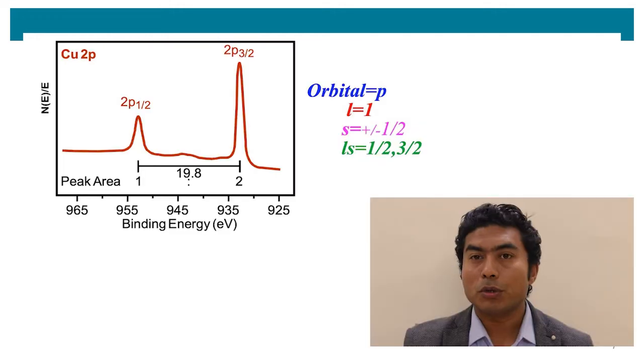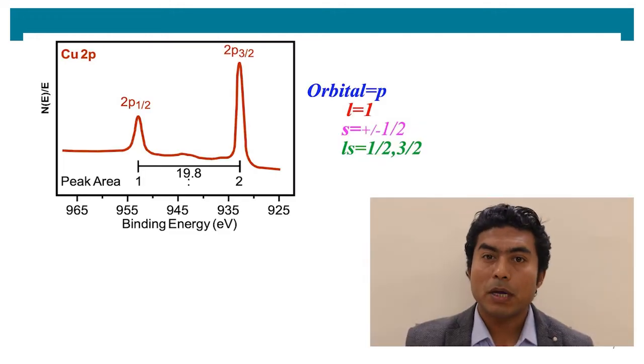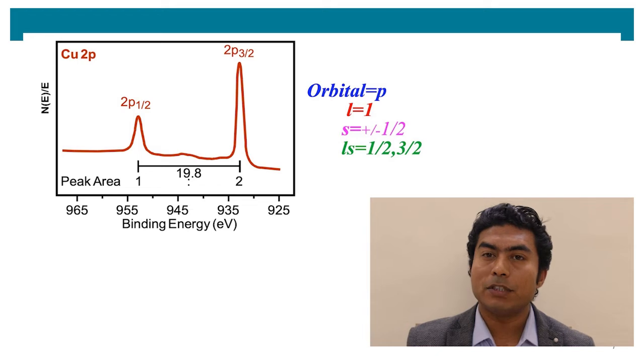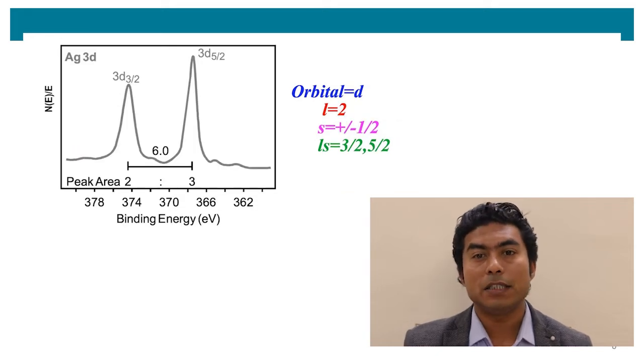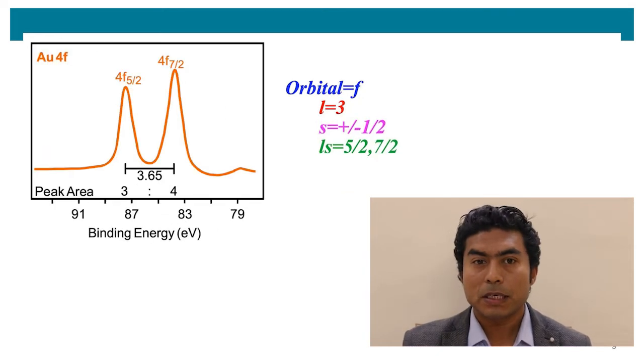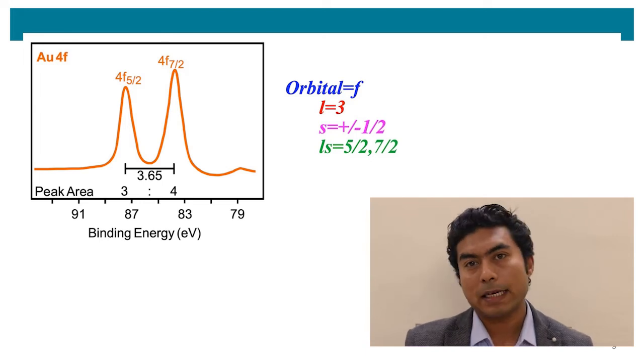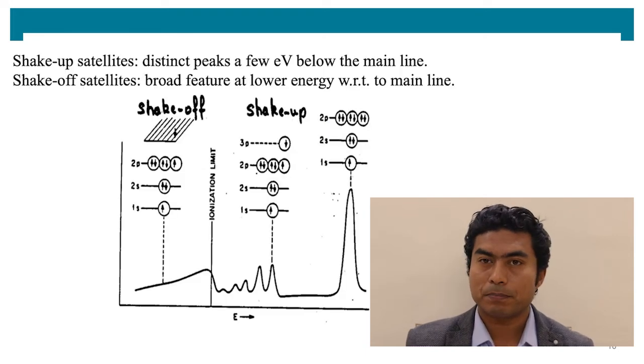So the P region will have P 3/2 and P 1/2 peaks. The D orbital will have D 5/2 and D 3/2 peaks. Similarly, the F orbital will have F 7/2 and F 5/2 peaks.